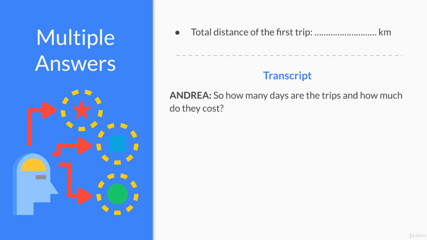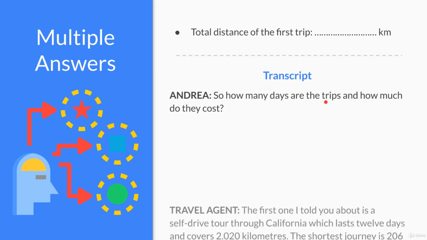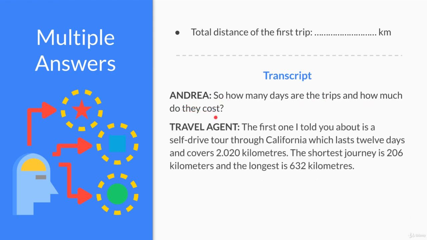So this is a conversation. And Andrea says, so how many days are the trips and how much do they cost? The travel agent says, the first one I told you about is a self-drive tour through California, which lasts 12 days and covers 2,020 kilometers. The shortest journey is 206 kilometers and the longest is 632 kilometers.